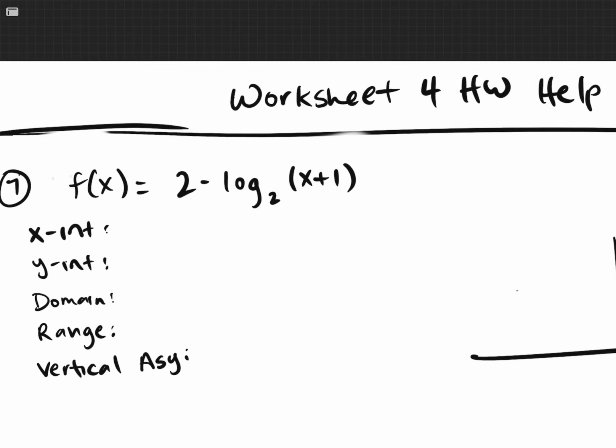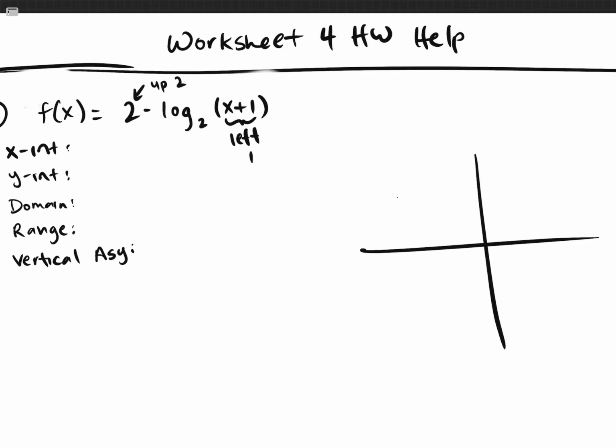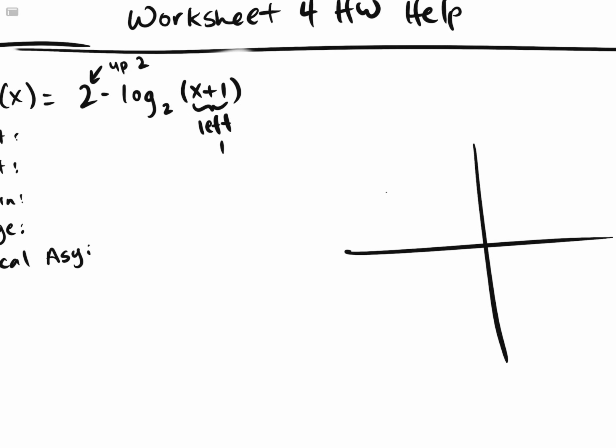So the first thing we can do is we look at this. X plus 1 right there, that's telling us to go left 1. And this 2 that's sitting out in front, it's a positive 2, so it's telling us to go up 2. Now that negative doesn't apply to it. The negative is just going to make it a negative graph. So we're going to go left 1, up 2.